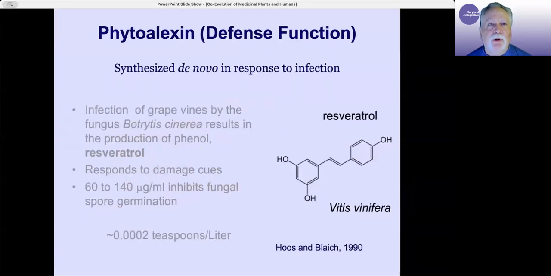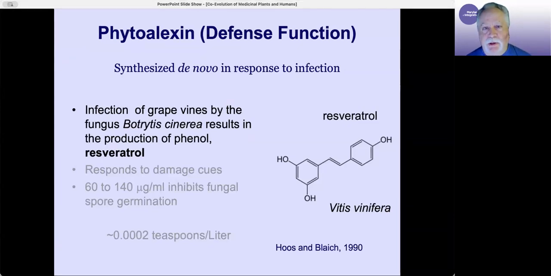So here is an example of some of those compounds. This is phytoalexin, the name of it technically, and it has a defense function. When we say de novo, what we're really saying is in response to, or new. So it's made new in response to an infection. In this case, many of you may know resveratrol, which we use for any number of medicinal endpoints. It comes from grapes, and it comes from pine, particularly a pine that's native to an area of France.